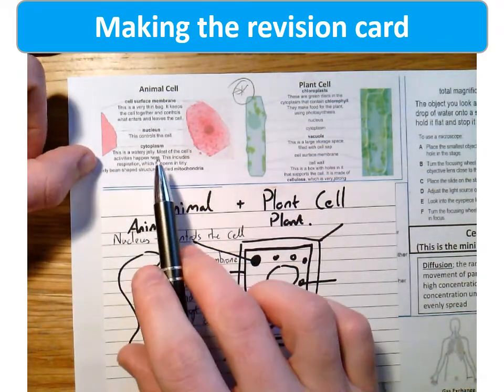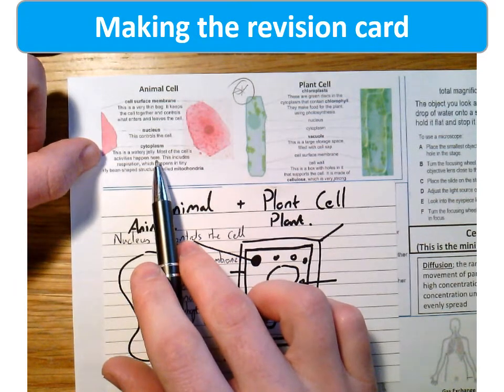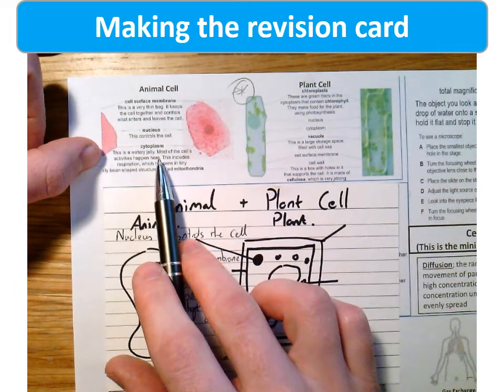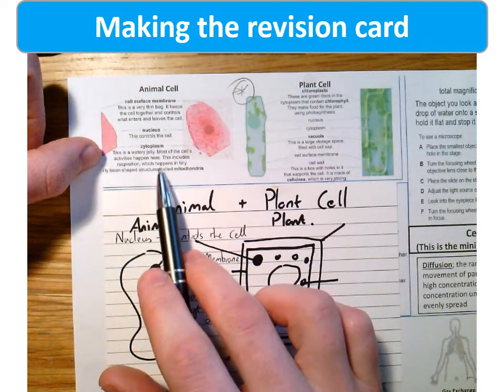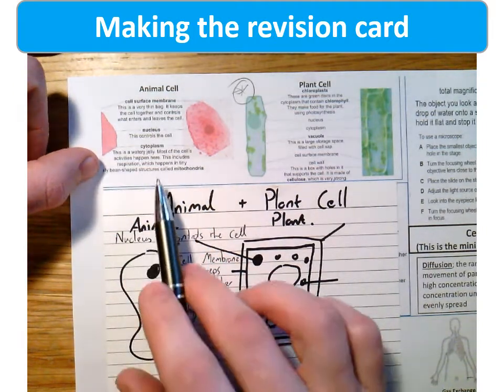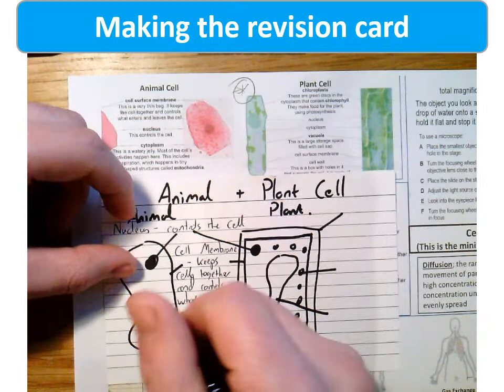And the last one, what have we got down here? The cytoplasm. Oh, this is a big one. This is a watery jelly. Most of the cell's activities happen here. This includes respiration, which happens in tiny jelly bean shaped structures called mitochondria. Okay.